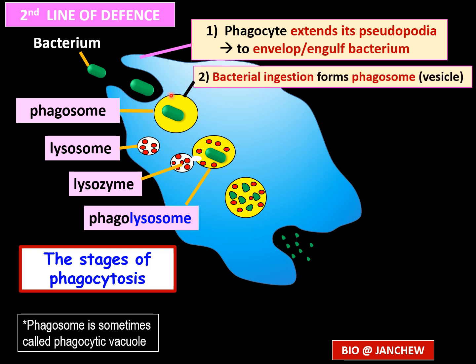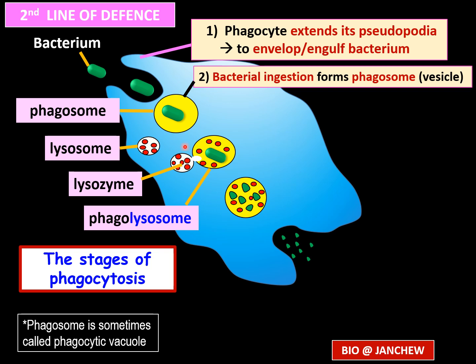So bacterial ingestion means the process whereby the phagocyte encloses and envelopes the bacterium, forms a phagosome, which is a vesicle that contains the particle that has been ingested. Next, what is the phagocyte going to do with this bacterium? It is going to digest it. So to digest the bacterium, it needs its organelle called the lysosome, which contains the enzymes called the lysozyme that's going to digest the bacterium.